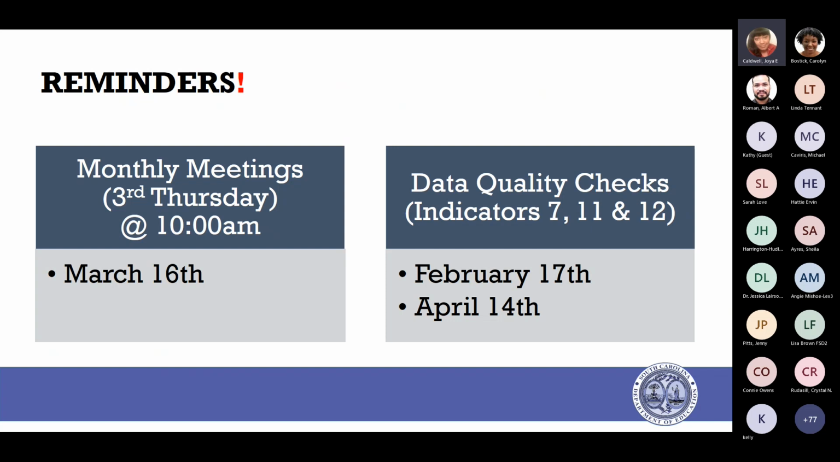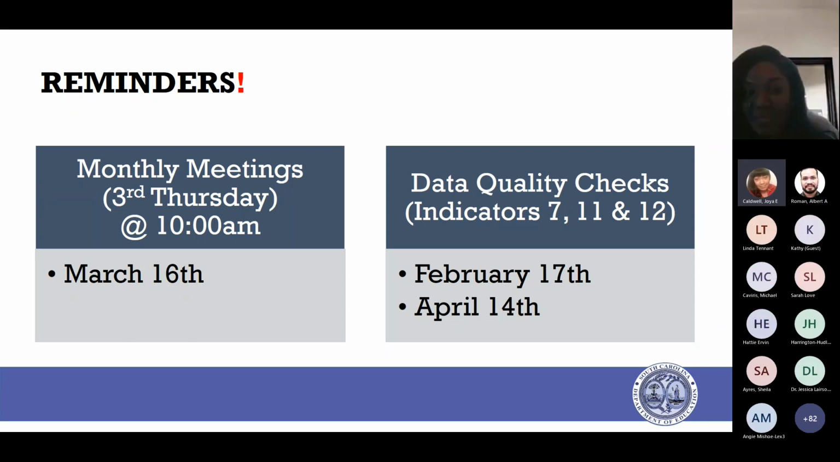But before we open up our platform to questions and answers to the data team, we'd like to leave you with a few reminders. Next month's data meeting will be on March 16th at 10 a.m. And note that the data quality checks for indicators 7, 11, and 12 are all due on the 17th of February and the 14th of April. Thank you for your patience and your attention, and now I'll turn it back over to Carolyn.